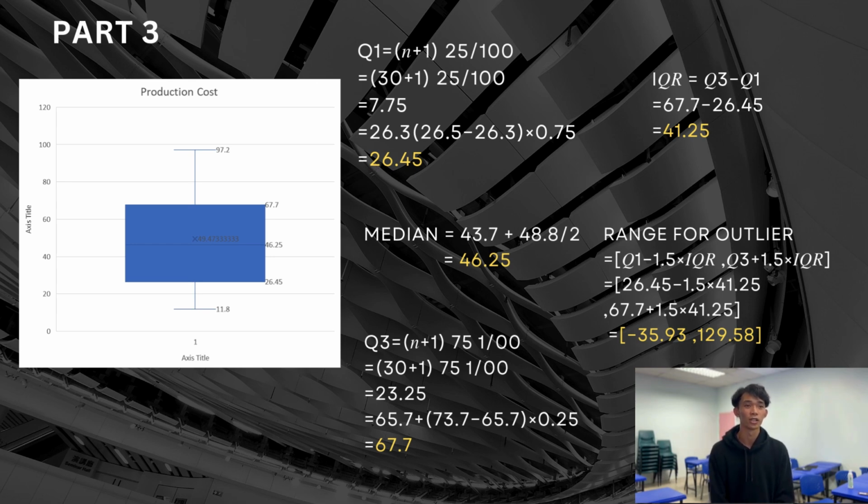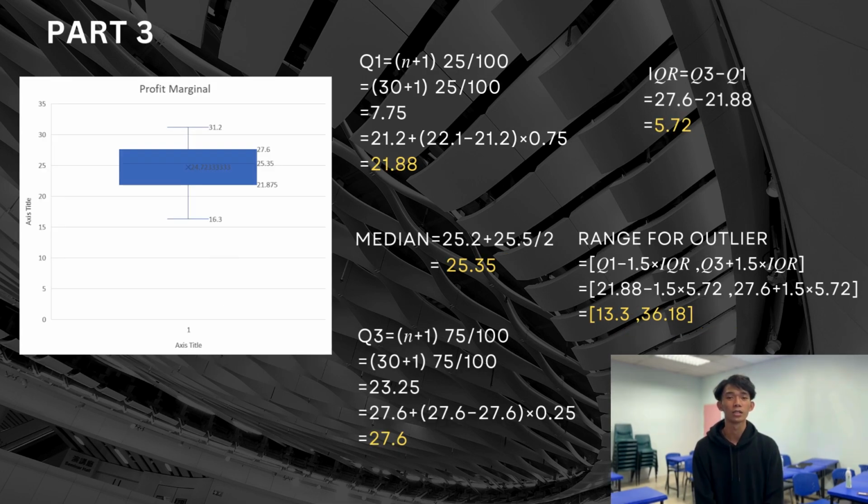Based on the diagram above, the maximum value 97.2 and the minimum value 11.8 are within the outlier range of negative 35.93 to 129.85. Hence, there are no outliers for production cost. Next is the profit margin. The minimum point for profit margin is 16.3 and the maximum is 31.2.